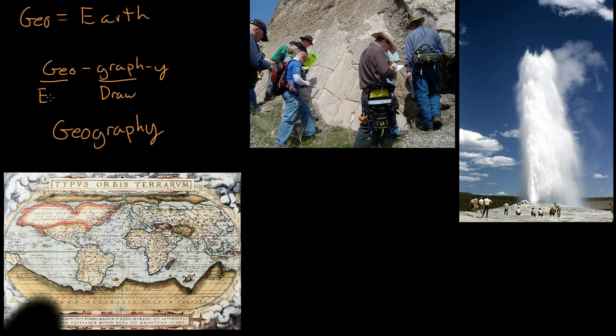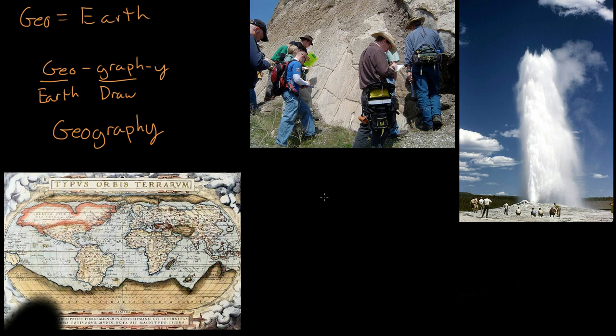So what they're doing is they're drawing the earth. So that's what geography is. It's drawing the earth, it's writing about the earth. It's the geography of the earth. Geography is earth. So next we got some guys looking at some rocks, and what are they doing?